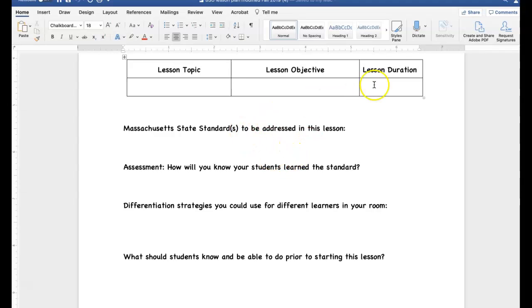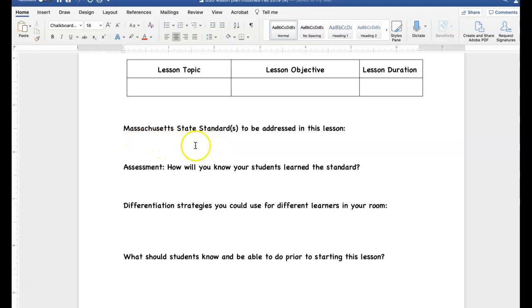So after you put down your lesson, for example, if it was third grade and the topic you were teaching is reading, you would put reading here, and then you might put main idea. And so students will be able to identify the main idea in a story. And the duration of the lesson is 45 minutes.